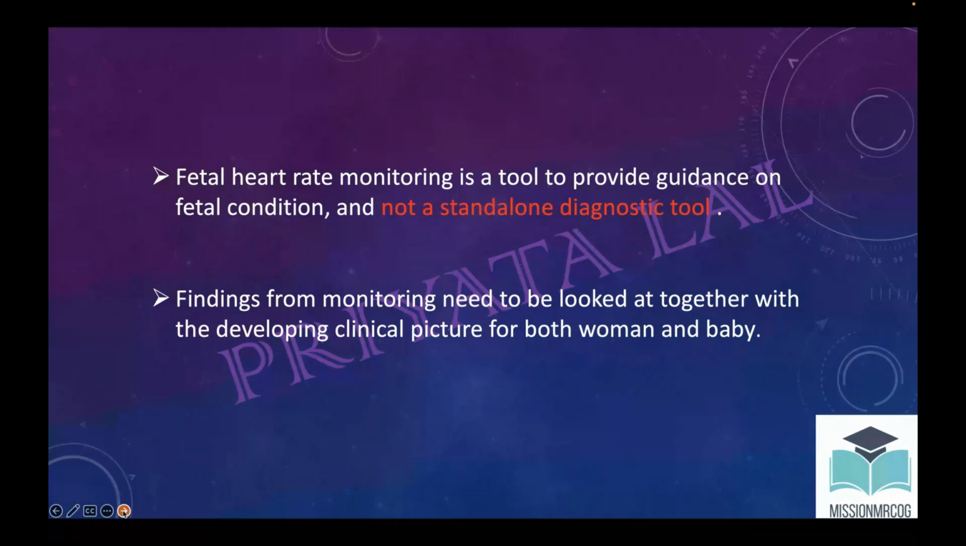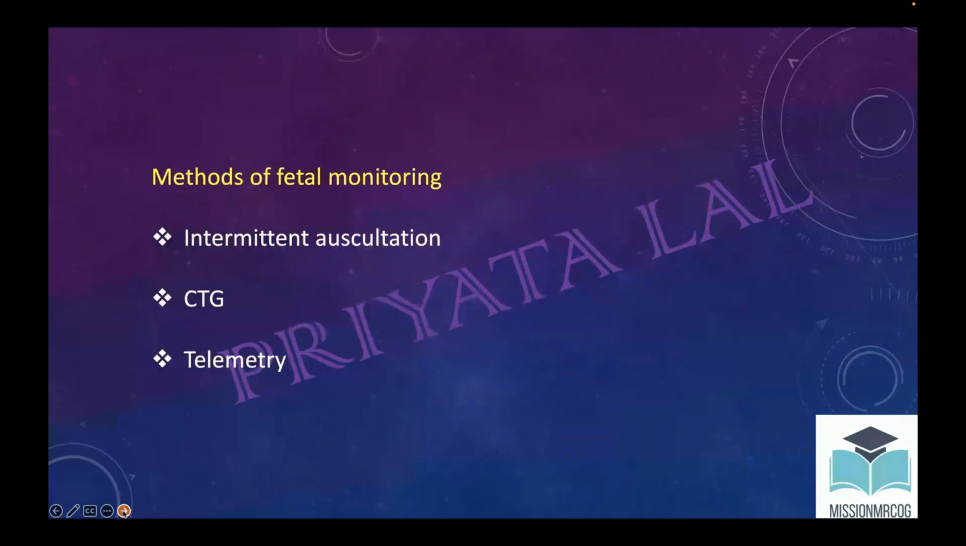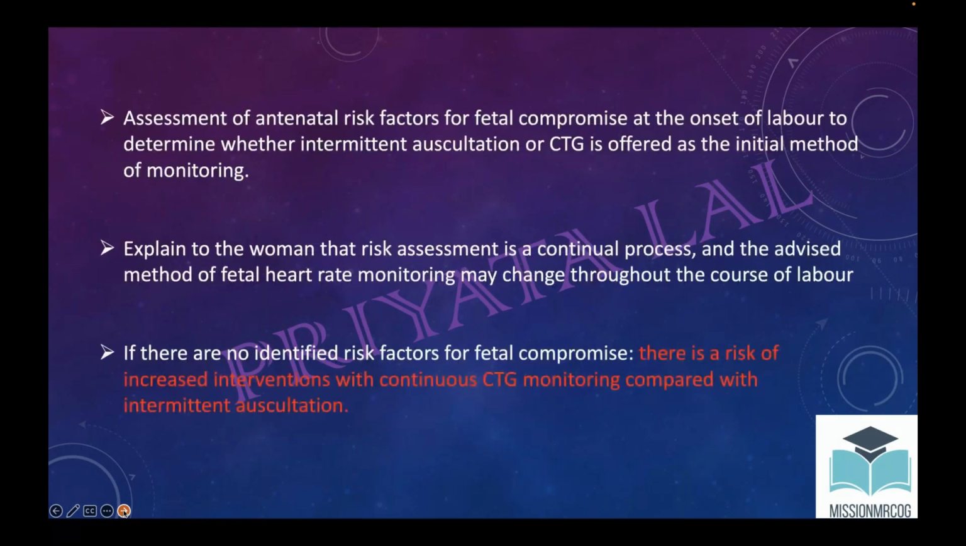Now, fetal monitoring. So what are the three methods? We do have three methods: intermittent auscultation, CTG and telemetry. Everyone knows about it. Now, there should be an antenatal risk factor assessment. According to that, it will be decided whether intermittent auscultation or CTG is to be offered. But as labor is a continuing process, risk assessment also continues. Maybe when the patient came you started with intermittent auscultation, but if any new risk factor comes up, your mode of fetal monitoring will change.